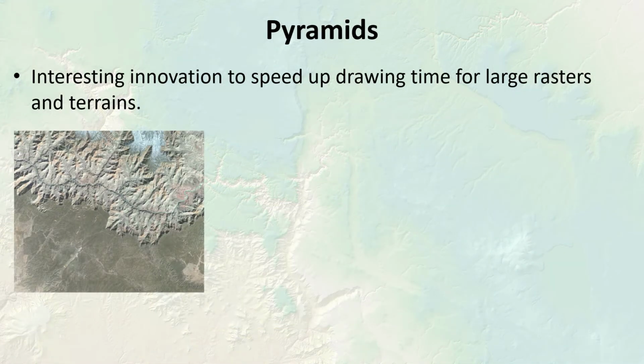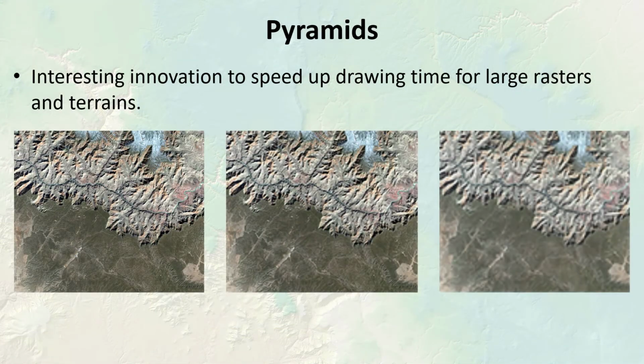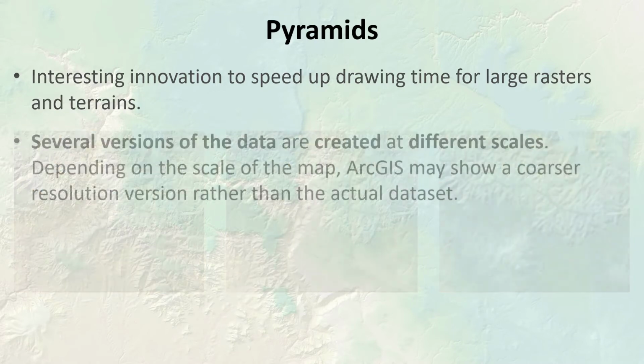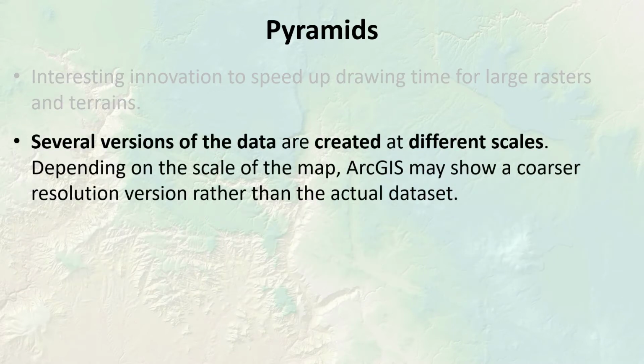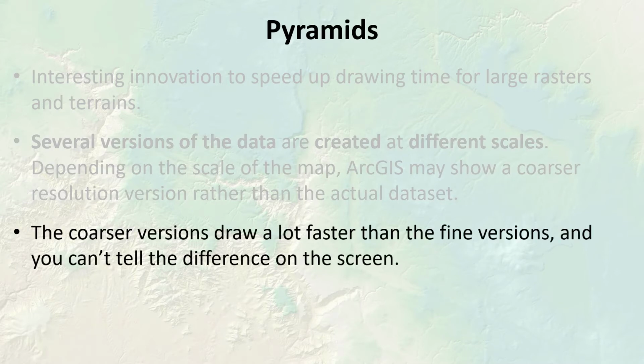Next up are pyramids, which are a component of many raster and terrain datasets. In these cases, several versions of the data are created. They're used to view at different scales. This greatly improves the display speed for complex datasets. So for example, a raster image can take a long time to display if there are several million pixels in it. With pyramids, ArcGIS might just show a coarser resolution version of the image at large scales when you're zoomed out, and a finer resolution version at smaller scales.